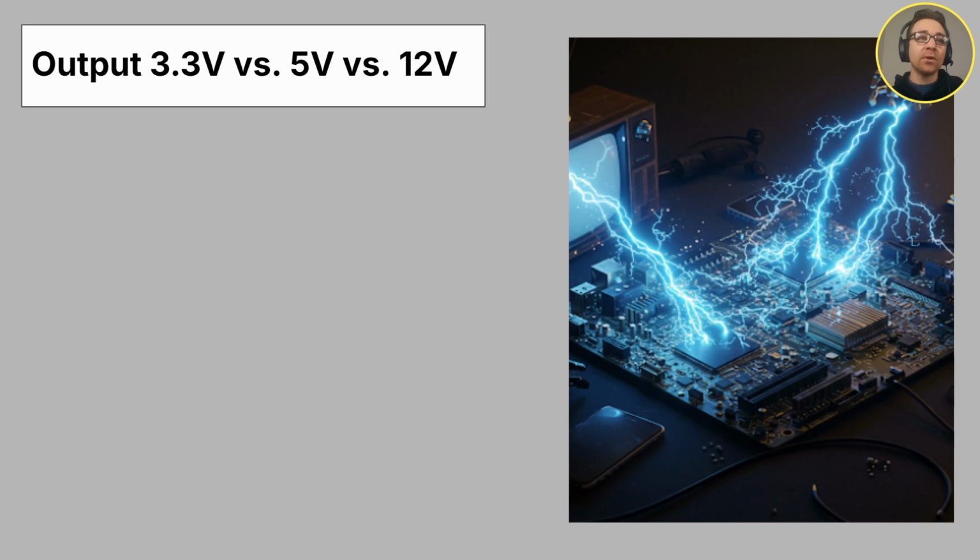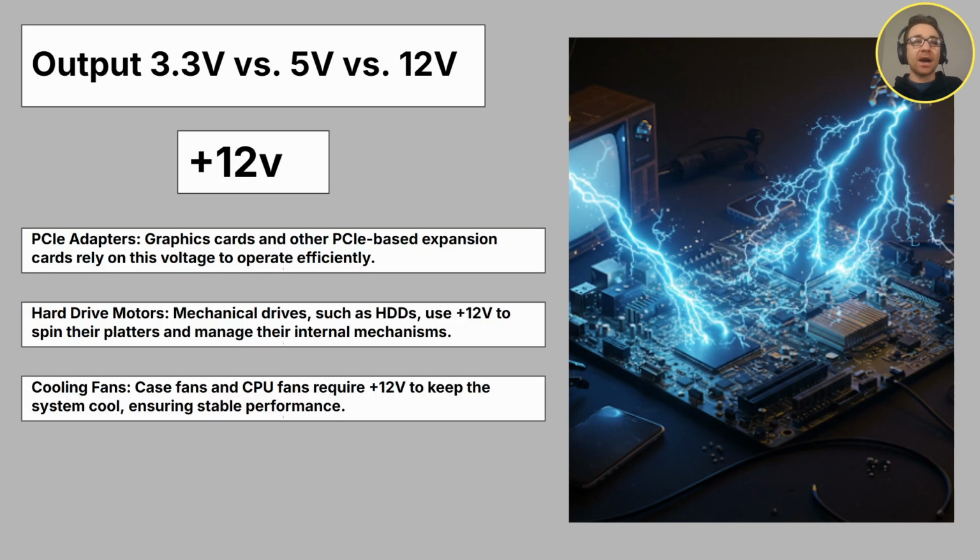Now, the 12 volt tends to power things to the effect of graphics cards and PCIe-based expansion cards, things that need a lot of power to function. Also potentially hard drive motors, right? It takes some power to get those things spinning and keep them spinning, and cooling fans as well. Those are the higher range voltage requirement items generally in a motherboard.